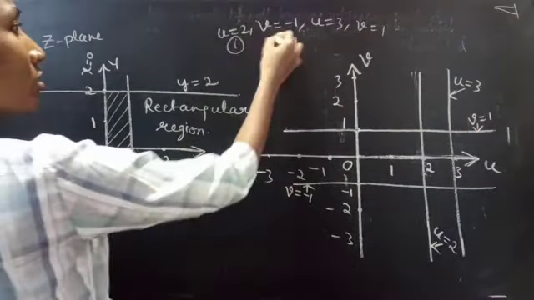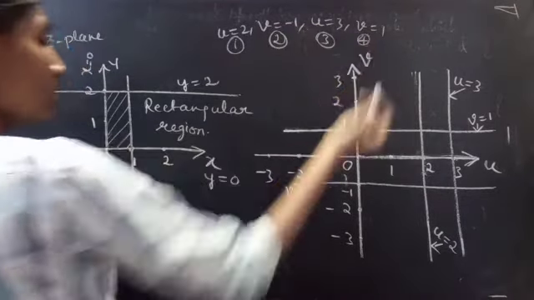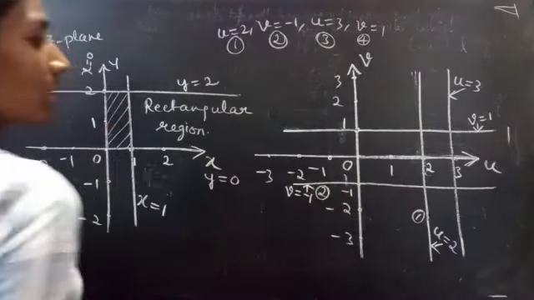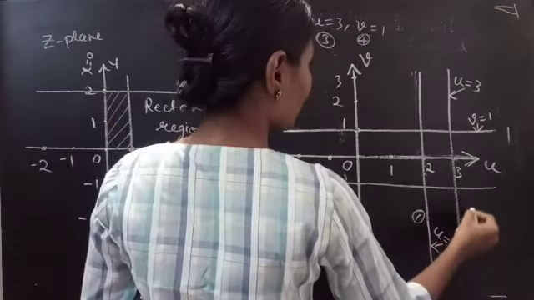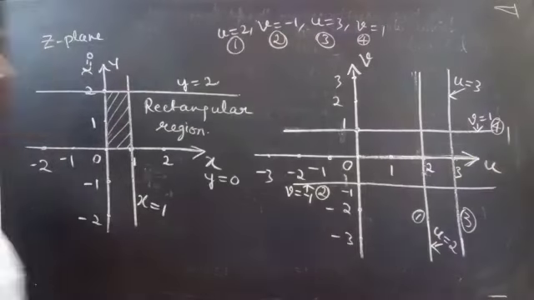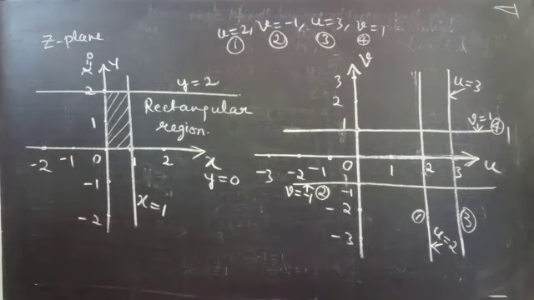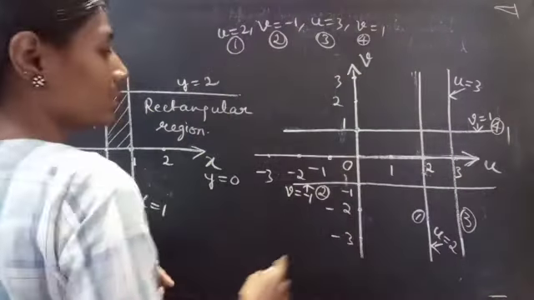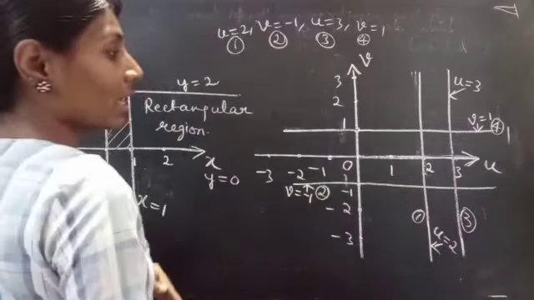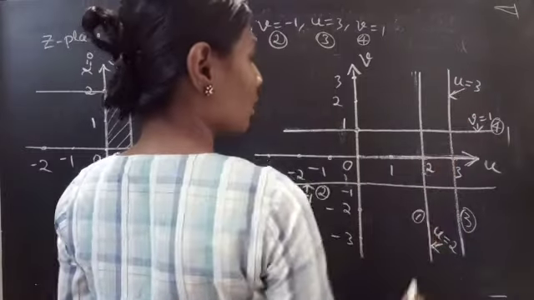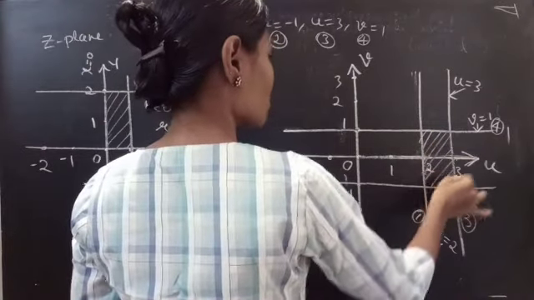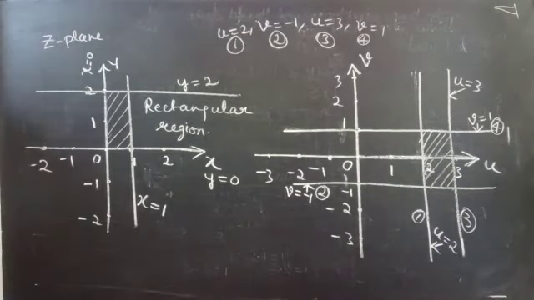Let's consider them as lines 1, 2, 3 and 4, so it will be easy to identify. Line 1 is u equals 2, line 2 is v equals minus 1, line 3 is u equals 3, and line 4 is v equals 1. The region bounded by these lines is again a rectangular region.